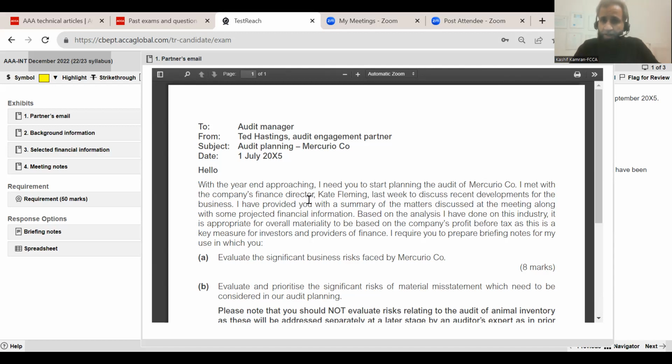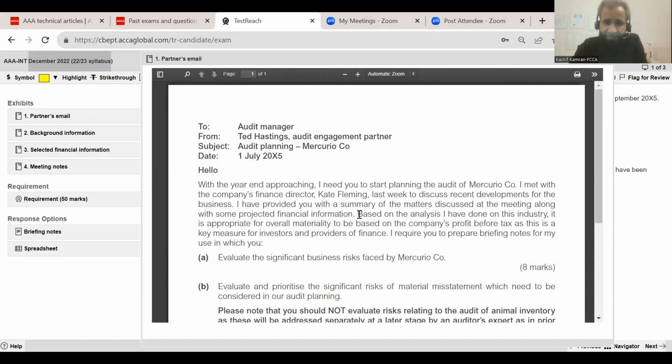financial information. Based on the analysis I have done, the partner has done, on the industry, it is appropriate for the overall materiality to be based on the company's profit before tax, as this is the key measure for investors and providers of finance. I require you to prepare a briefing note for my use, in which you, and the question comes in. Now, the first change is that whenever the partner writes an email to the manager, he will tell the manager on what basis you should set the materiality for question number 1.